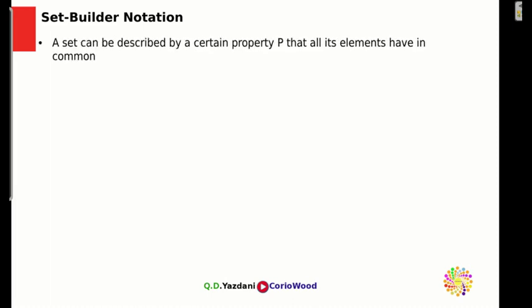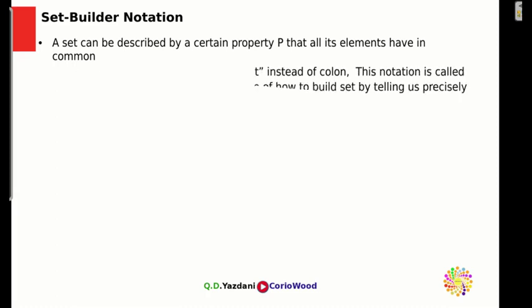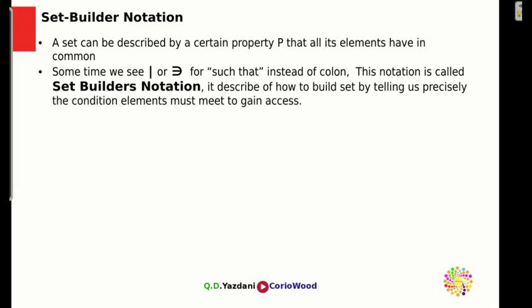A set can be described by a certain property P that all its elements have in common. Sometimes we see there is a pipe. So if you can see a pipe, there is an E, but this E is supposed to look like this. I couldn't find it, so I put it this way inside the computer. We're going to read the pipe and the E as "such that" instead of a colon. So sometimes mathematicians use this one.